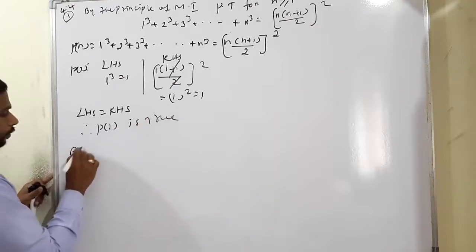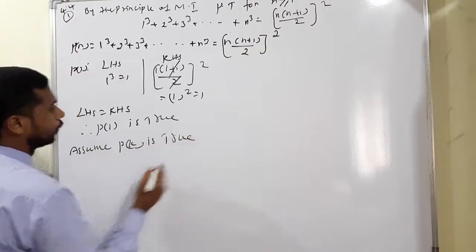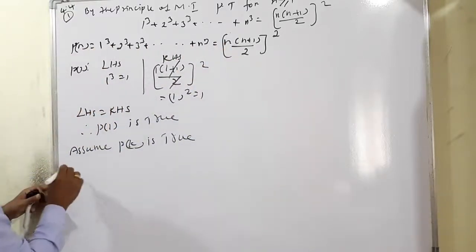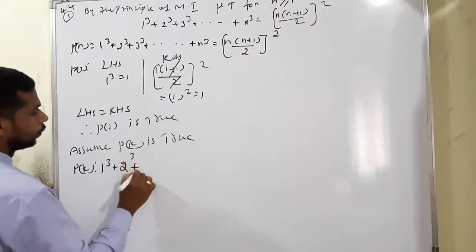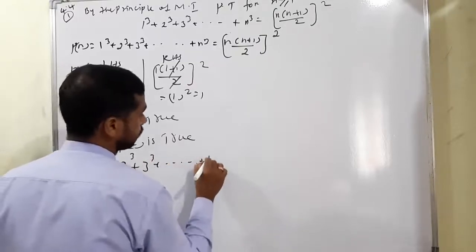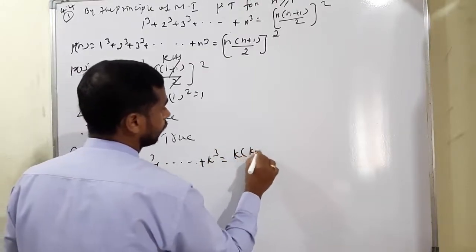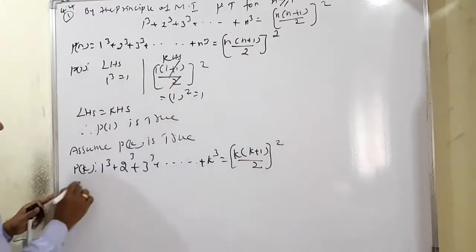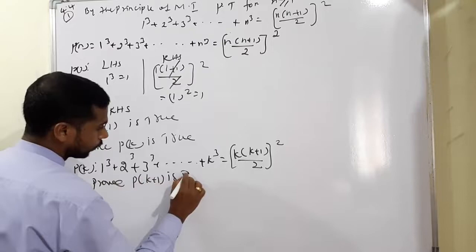Then assume P of k is true. If P of k is true, instead of n, in each and every place we should write k. P of k: 1 cube, 2 cube, 3 cube, dot dot dot plus k cube is equal to k into (k plus 1) over 2, the whole square. Again, to prove P of k plus 1 is true.